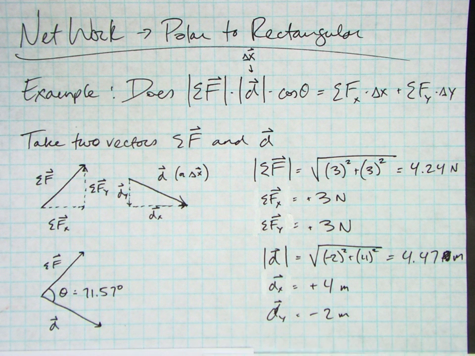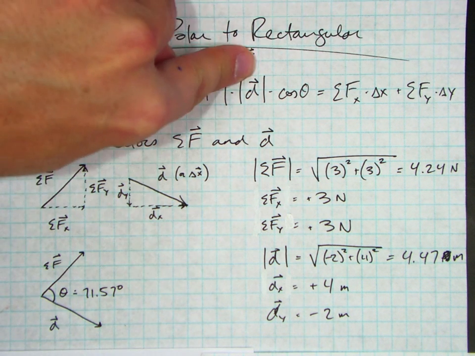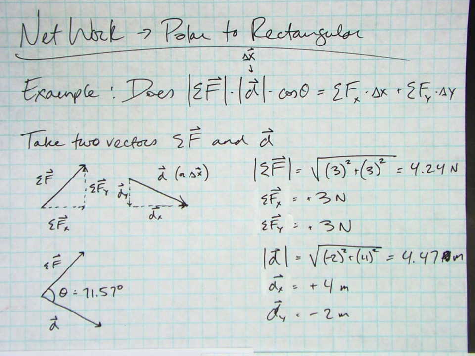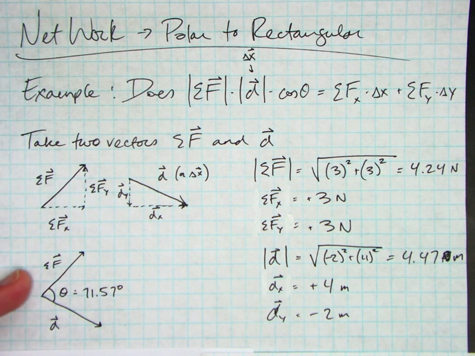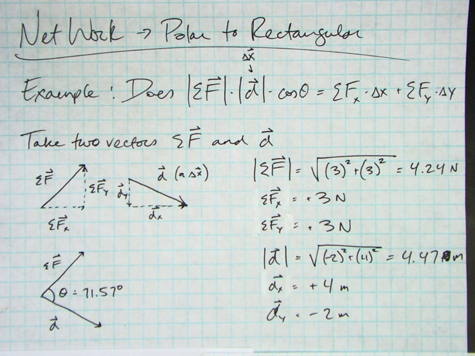The first thing we need to do to calculate the magnitude of the force times the magnitude of the displacement times the cosine of the angle in between the two vectors is determine theta. So by determining the theta from the x axis down to d and the x-axis up to f, I added those two angles together and I get 71.57 degrees.